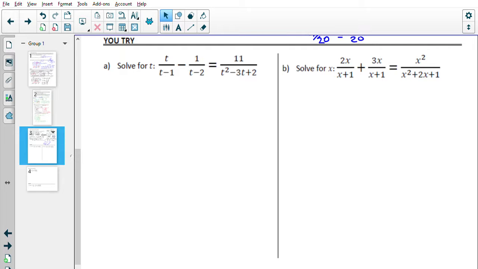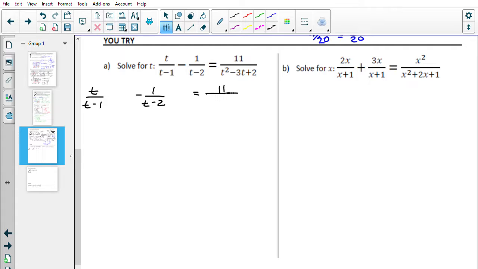It's the same skill we learned last time: leave a bit of room in here. So you're going to get t over t minus 1, I'm going to leave a space, minus 1 over t minus 2, leave a space, and then factor this other side, and we're going to get t minus 2 and t minus 1. Recognizing right away to define some of the things that are not allowed to be 0, so obviously t is not allowed to be 1, t is not allowed to be 2.